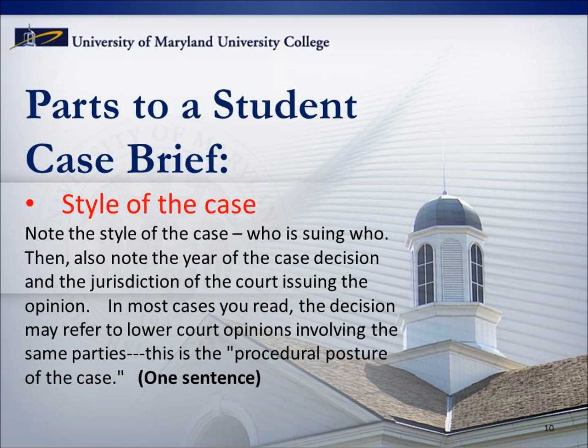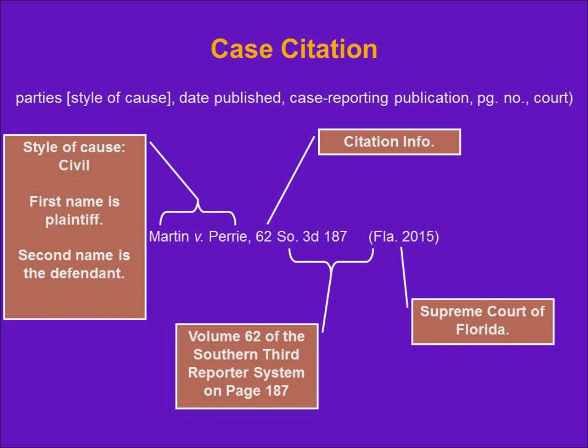Here's an example of a citation, the style of the case. Notice first is Martin versus Pierre, and then 62 So. 3d 187. That's the citation information. That will tell a reader where to find this case in any law library in the United States. That's volume 62 of the Southern 3rd Reporter System, and it starts on page 187.